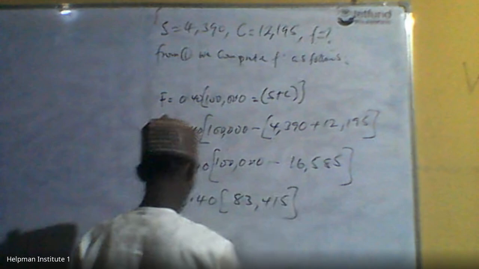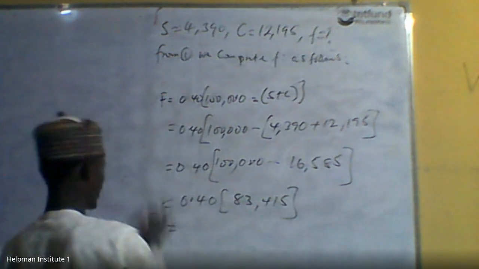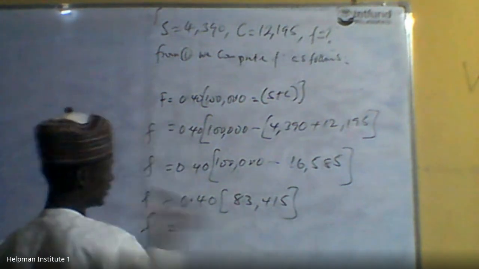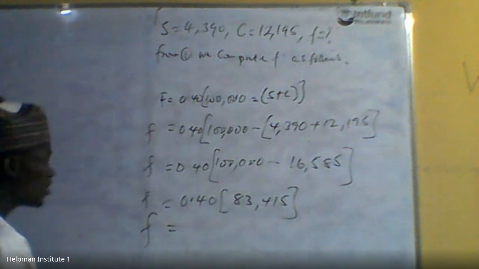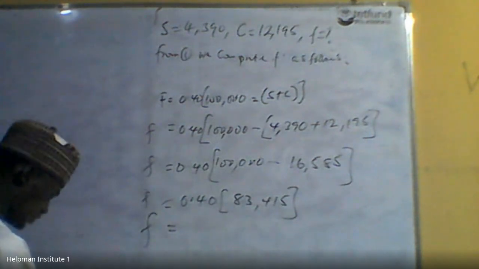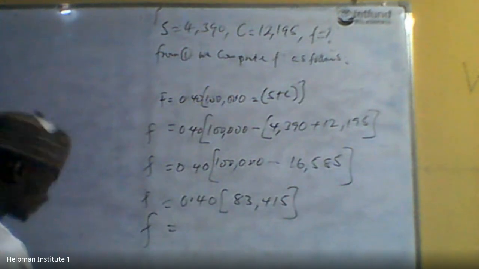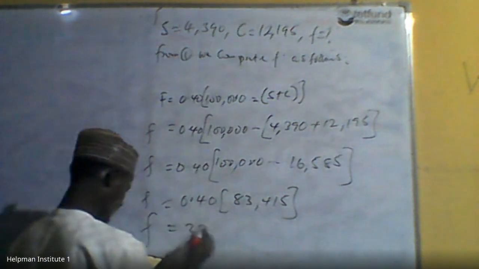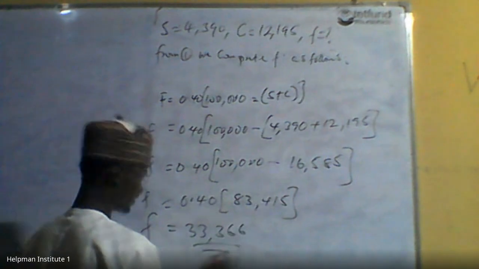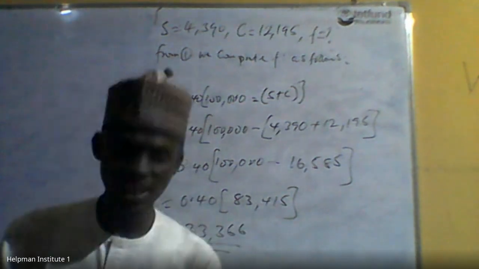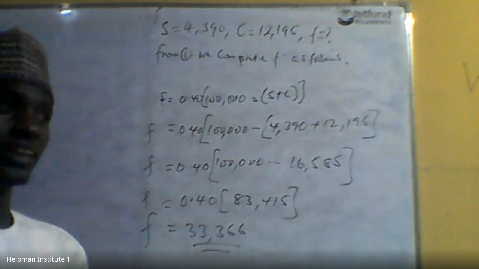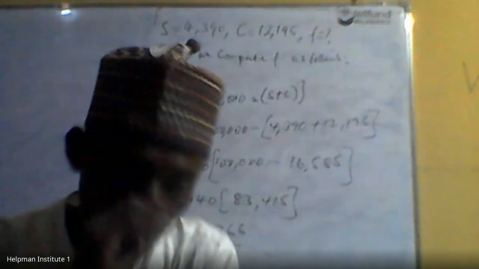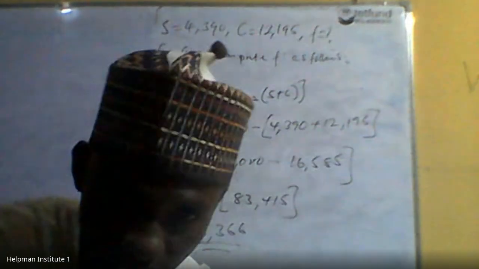So we just multiply, so our F, the federal share, is now going to be 0.4 times 83,415. This will give us 33,366. So these are the contributions that the company gives to the federal level and the state charitable contribution.